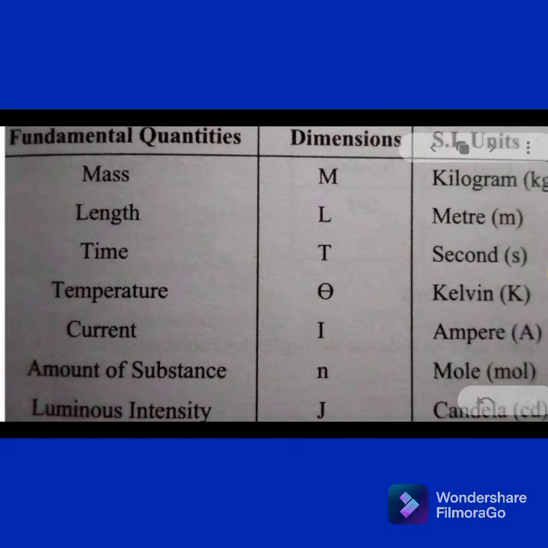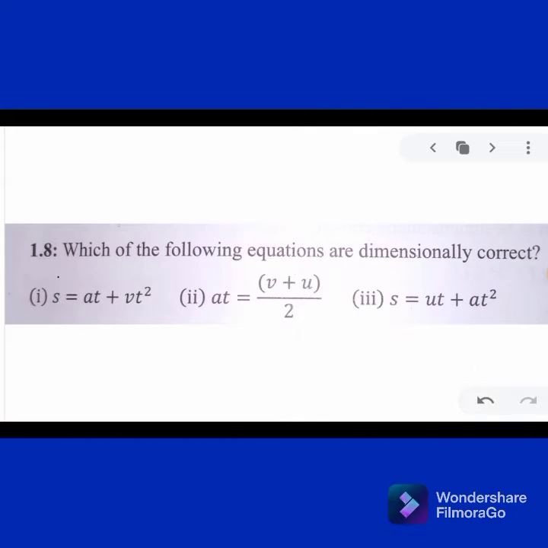So let's just go back and mark it wrong. Sorry, not dimensionally correct. So the conclusion on this first equation, S equals AT plus V T squared, is not dimensionally correct. Okay, so I'm going to move on to the second one that says AT equals V plus U over 2.